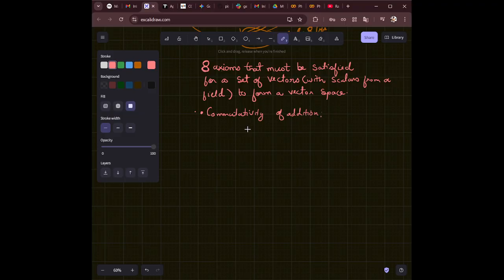What does it say? It says u plus v equals v plus u for all u and v in V. So this symbol means for all.